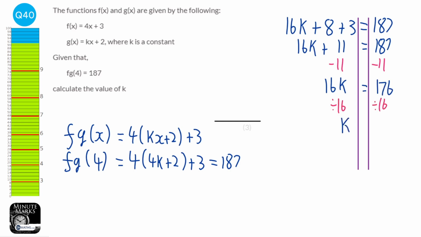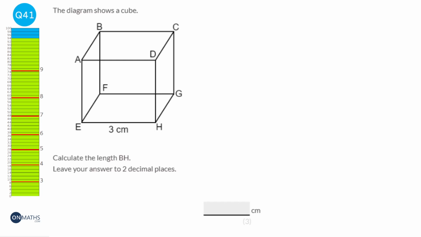So we've got k equals 11. So the answer is 11. Here we have a cube and we're asked to find length BH. Now there is a simple formula for us to be able to do this, but we're going to pretend we don't know that formula and then maybe we'll talk about it at the end.